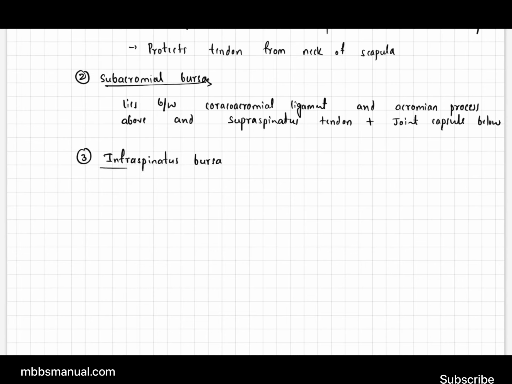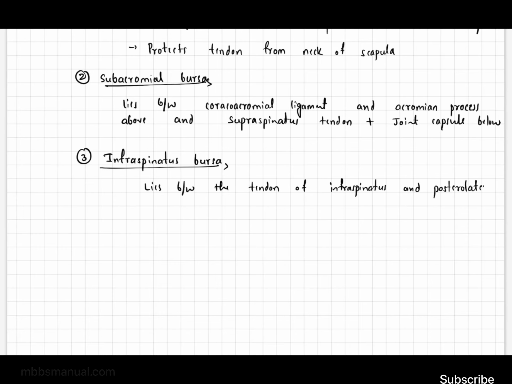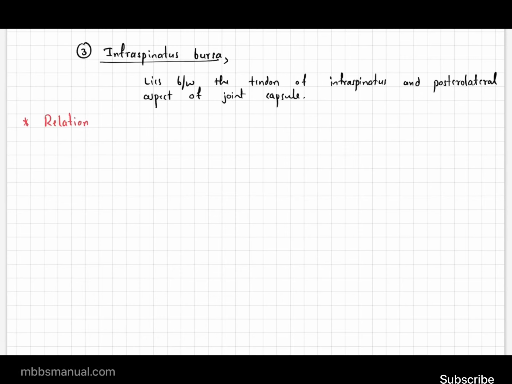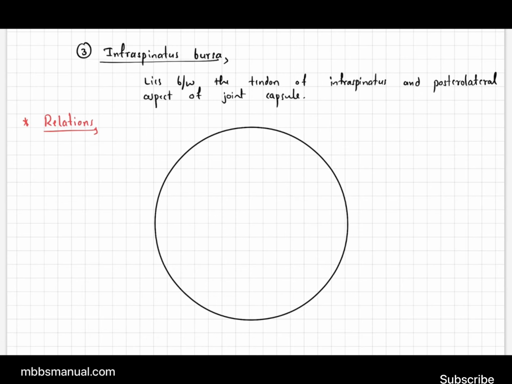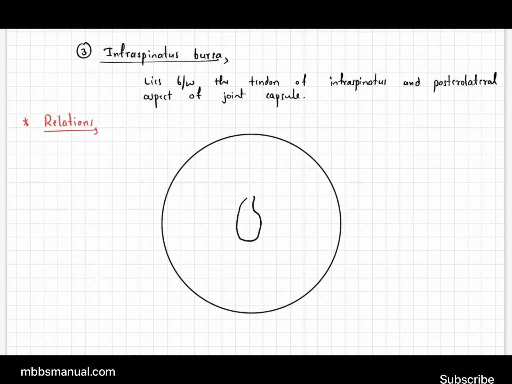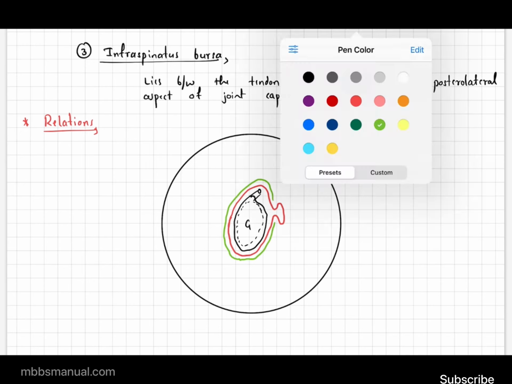Infraspinatus bursa. It lies between the tendon of infraspinatus and posterolateral aspect of the joint capsule. The bursae around the shoulder joint are clinically important as some of them communicate with the synovial cavity of the joint. Consequently, opening a bursa may mean entering into the cavity of the joint.